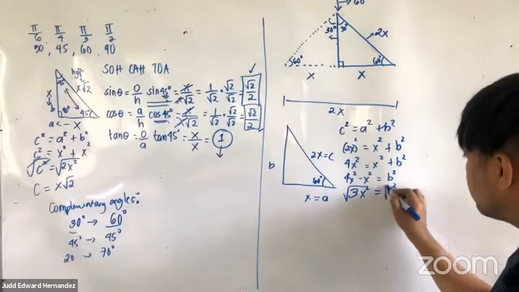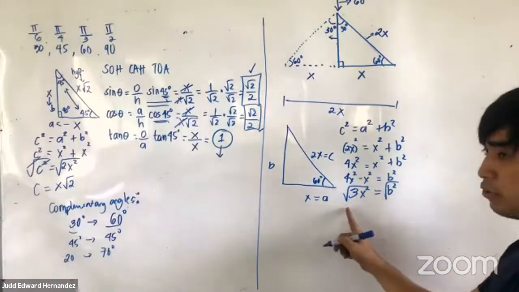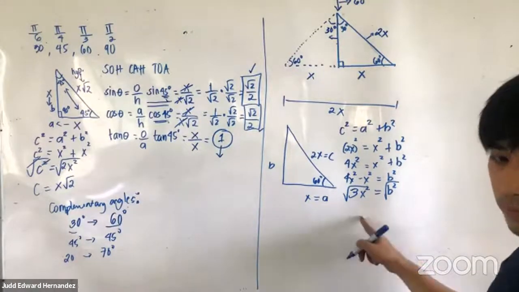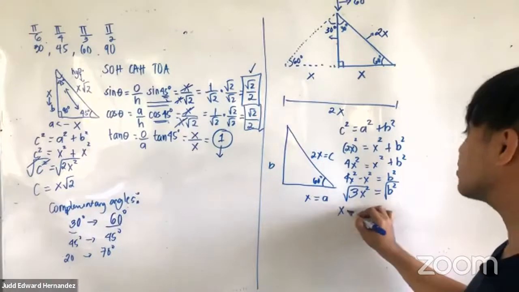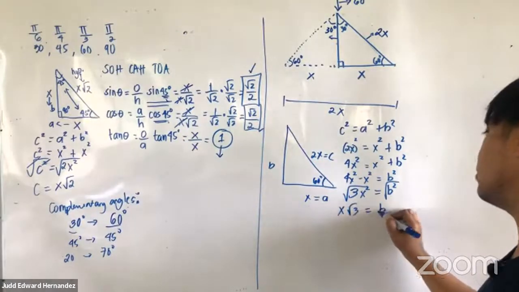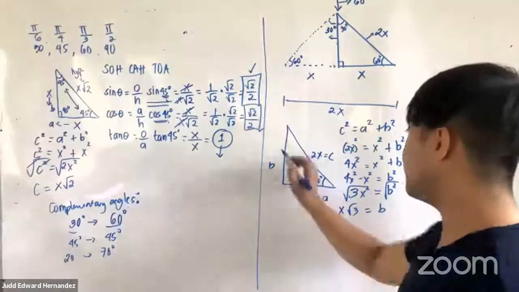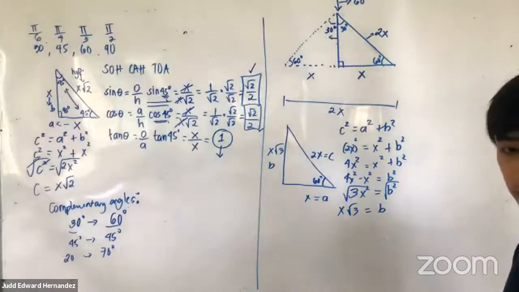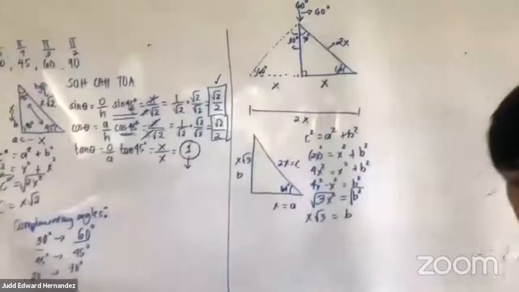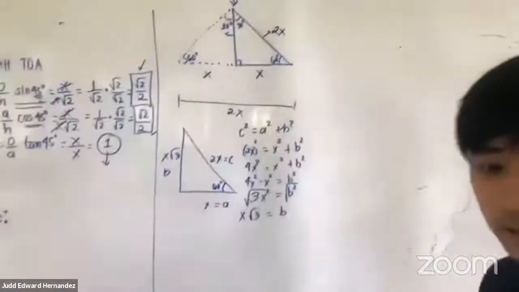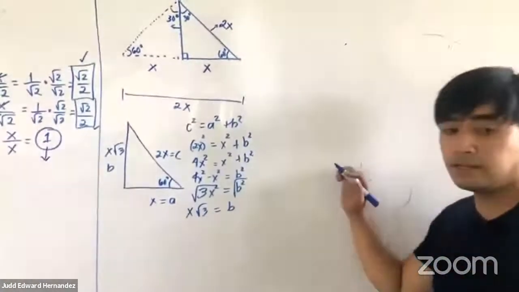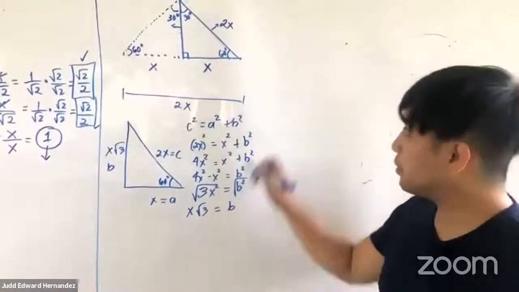Get the square root of both sides. Therefore, anong matitira sa square root of 3x squared? It becomes x square root of 3. And that is now equal to b. Okay, wala na po tayong problema. This is now x square root of 3. Maliwanag po. Okay? So, asog ko lang ng konti dito para dire-diretso na tayo. Okay. So, x square root of 3.